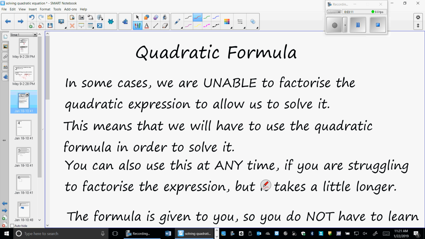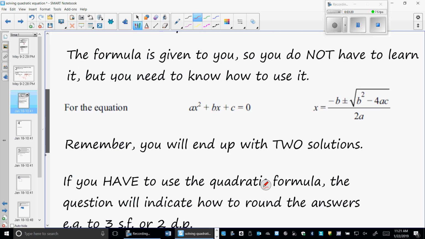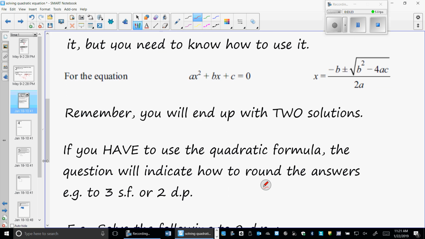So in each of the exams, you get given some formulae. And the quadratic formula is on there. So you don't need to learn it. But you will find it becomes like second nature. This is the quadratic formula. ax squared plus bx plus c equals 0. So it has to be in this format. Then our solutions are negative b plus or minus the square root of b squared minus 4ac, over 2a.